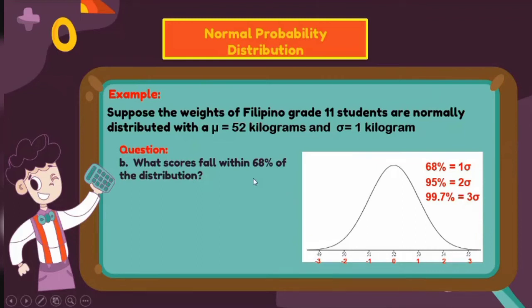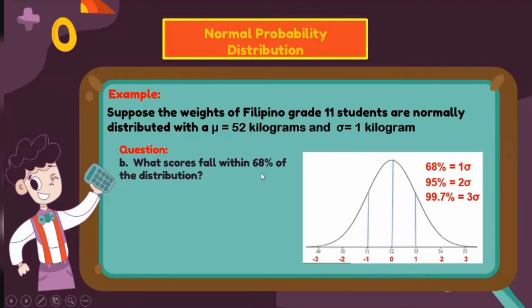So you have 68%, right? Based on this given problem, where is the 68%? 68% is equal to 1 standard deviation from the mean. So 1 standard deviation to the left and then 1 standard deviation to the right. Since the standard deviation is equal to 1, so 52 minus 1 for the left side, you have 51. Then 52 plus 1, since it goes to the right side, so add the standard deviation of 1, so you will have 53.